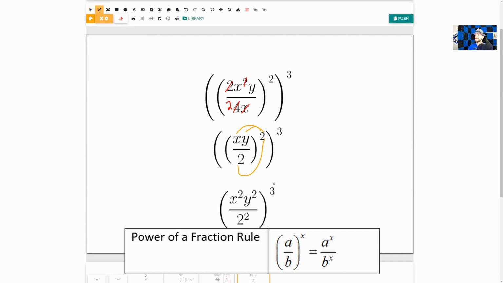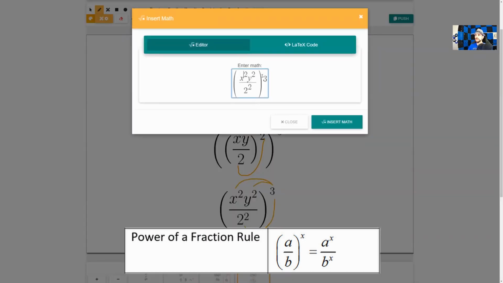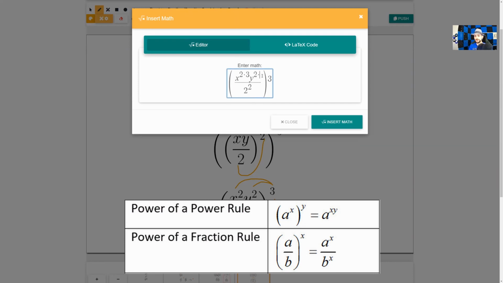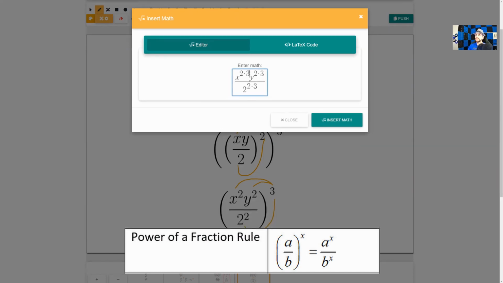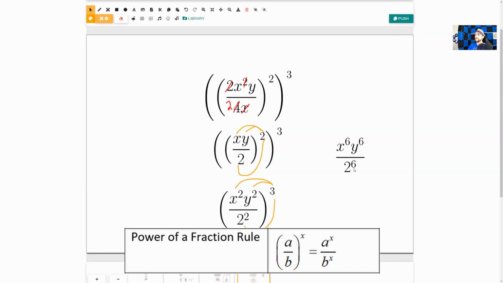Then we can do that again. Make sure this 3 gets to all of the x's, y's, and coefficients. So x to the 2nd to the 3rd is x to the 2 times 3. Y to the 2nd to the 3rd is y to the 2 times 3. 2 to the 2nd to the 3rd is 2 to the 2 times 3. And then we just have to simplify. 2 times 3 is 6. 2 times 3 is 6. 2 times 3 is 6. And we don't have any repeated variables or coefficients in our solution, so we are done.